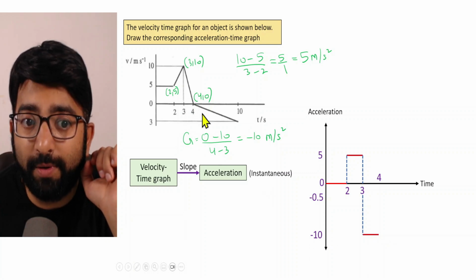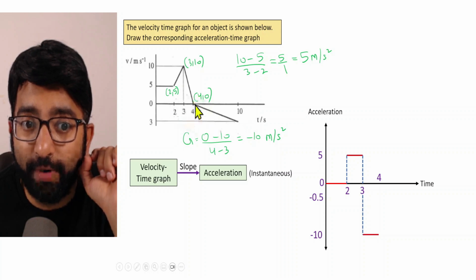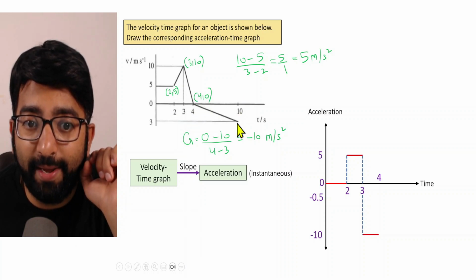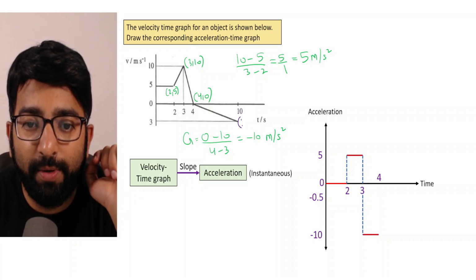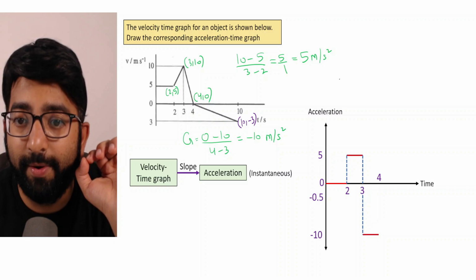Coming to the last part of the graph from 4 to 10 seconds, let us find the gradient of this line. So, one coordinate is 4, 0 and the coordinates of this point will be 10, negative 3 since it is below the x-axis. So, let me write down 10 comma negative 3. And let's try to find the gradient of this line using the y2 minus y1 divided by x2 minus x1 formula.